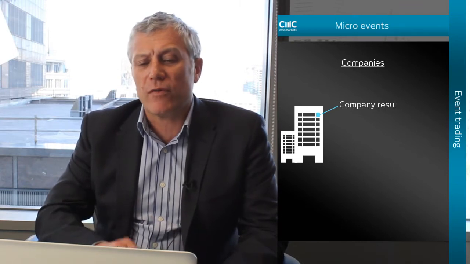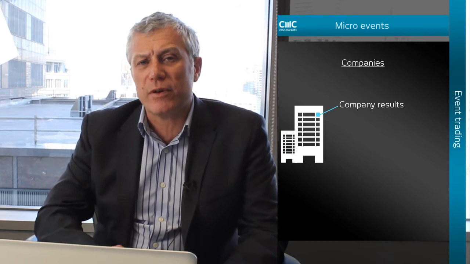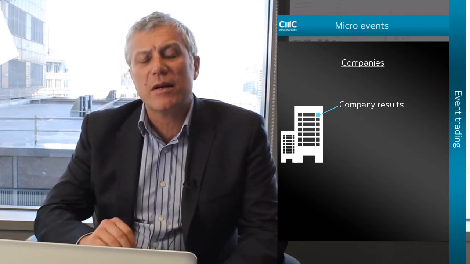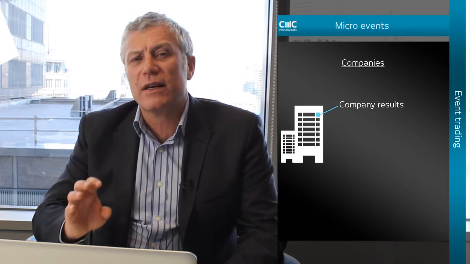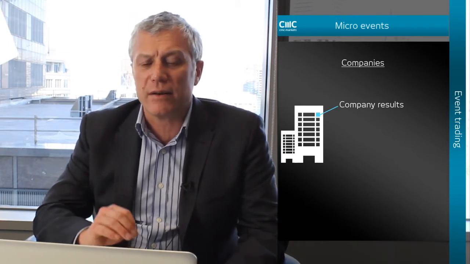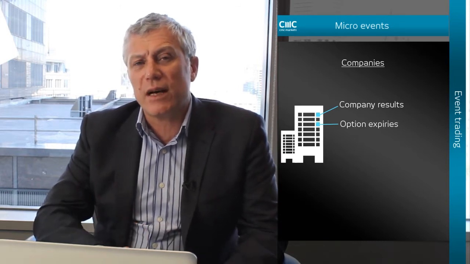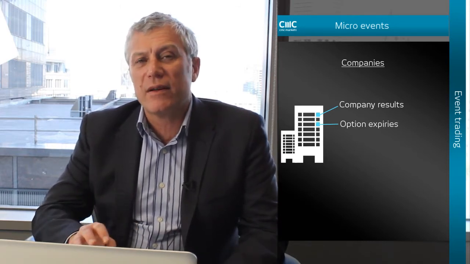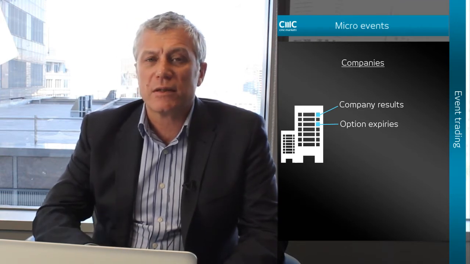When we're looking at micro events that affect company prices, company results are reported regularly, often quarterly, sometimes semi-annually, and annual reports can be very important, not only for the numbers that they produce, but the outlook of the management and their projections for the future. And this, of course, can affect the share price underlying. We also have regular market events like option expiries, and where options have been very active, that expiry day can affect the price of the shares.